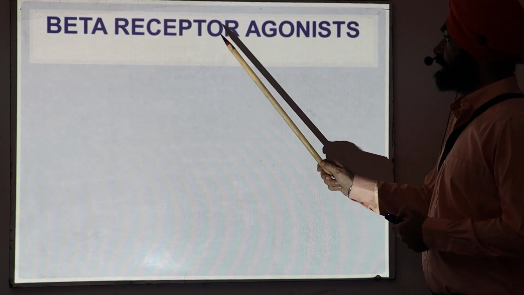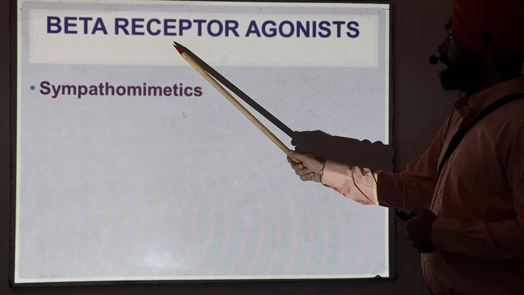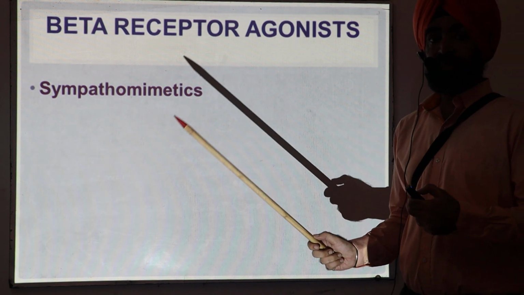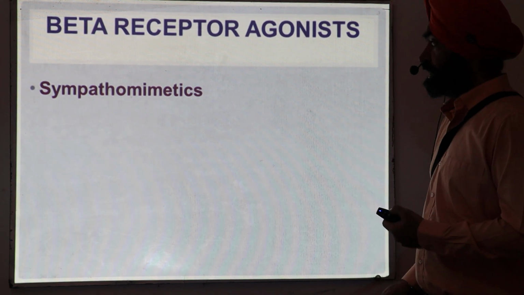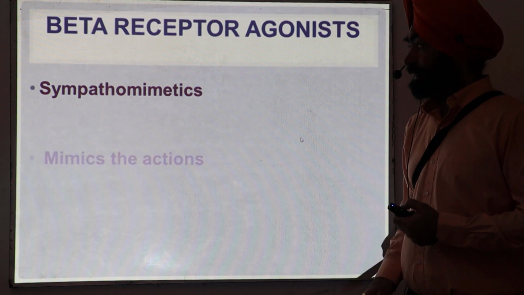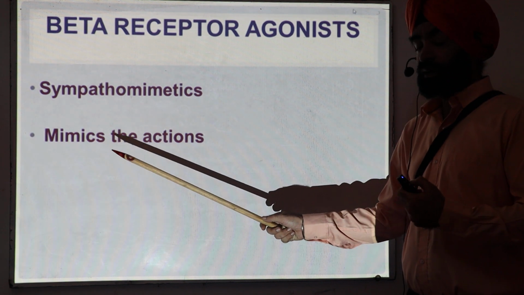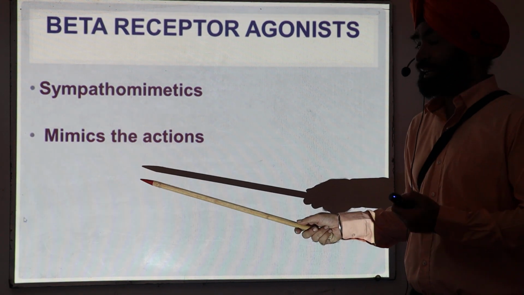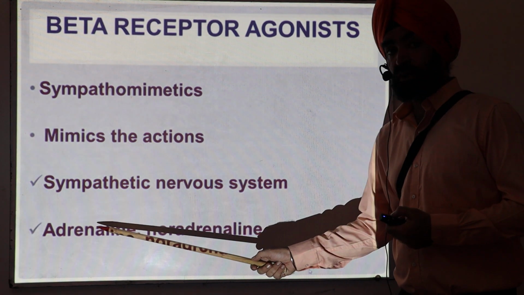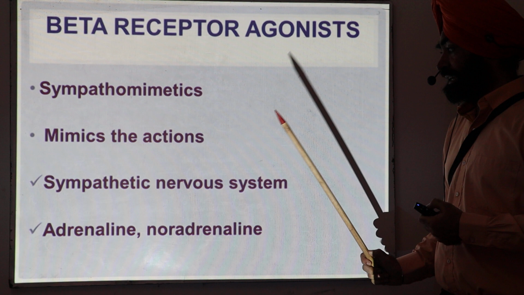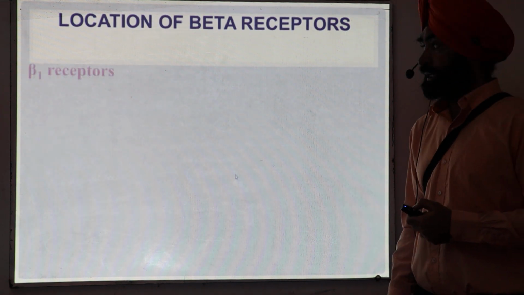So first of all, coming to the beta receptor agonists: these are the drugs which can activate the beta receptors. They are also called sympathomimetics. Why sympathomimetics? Because they mimic, they produce actions similar to those of the sympathetic nervous system and its neurotransmitters, that is adrenaline and noradrenaline.